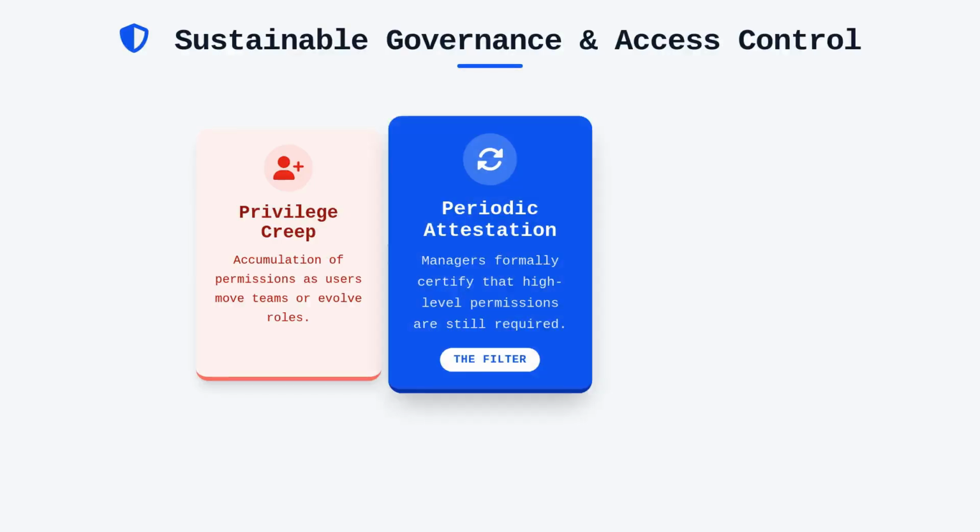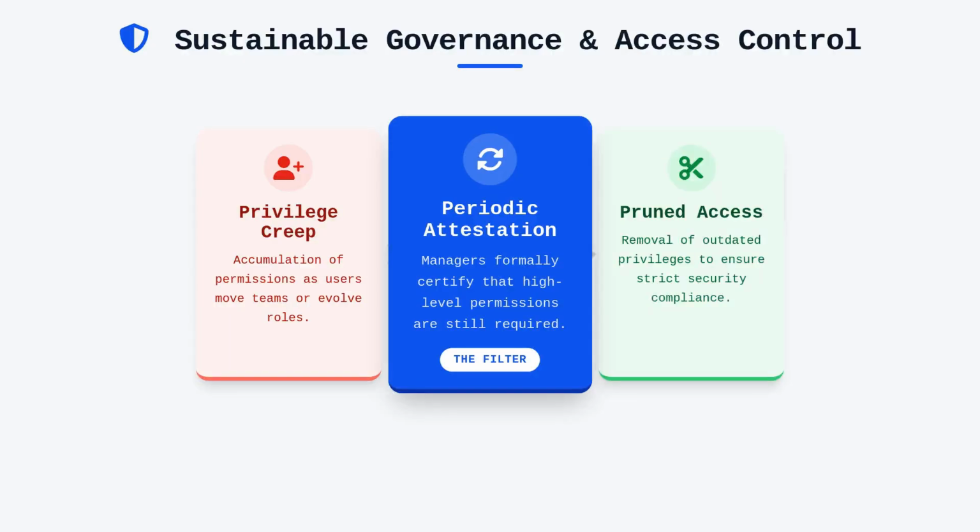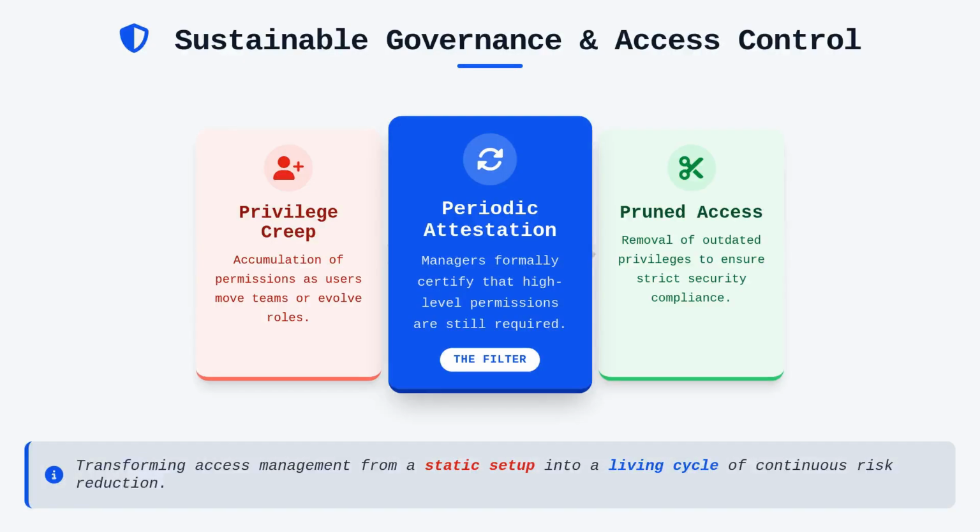Periodic attestation requires managers or data owners to formally certify that a specific user still requires their current set of high-level permissions. If a business requirement has shifted, those privileges must be pruned, thereby reinforcing our architectural commitment to ongoing security compliance. This formal process transforms access management from a static one-time setup into a living, breathing cycle of continuous improvement and risk reduction.